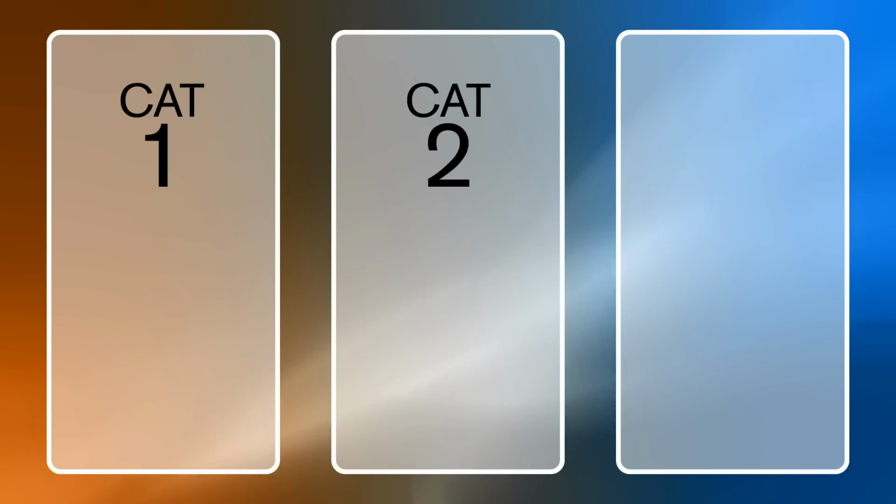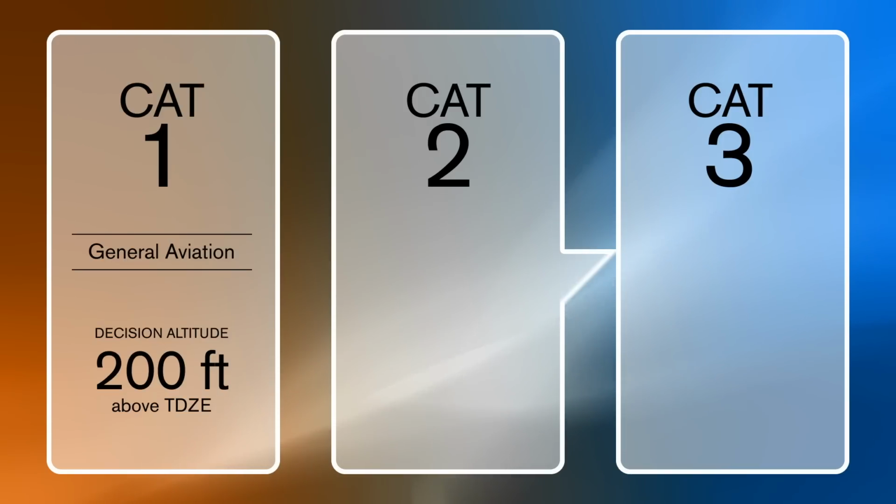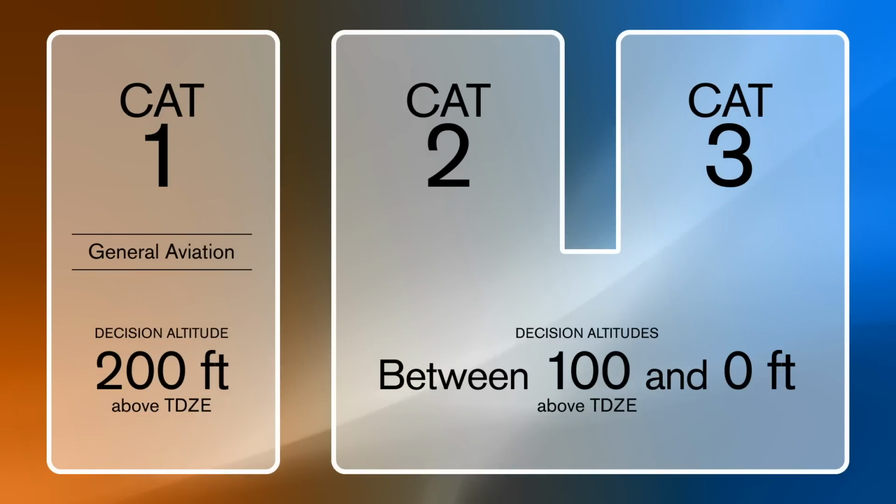There are 3 categories of ILS approaches, 1, 2, and 3, with each one having different approach minimums. Category 1 approaches are primarily used in general aviation and allow the aircraft to descend to approximately 200 feet above touchdown zone elevation. Category 2 and 3 approaches allow the aircraft to descend to 100 feet above touchdown zone elevation or lower, with potentially no actual decision height or visibility required. However, those categories require special equipment on the aircraft and special aircrew training.